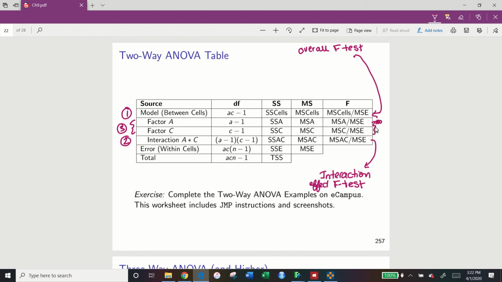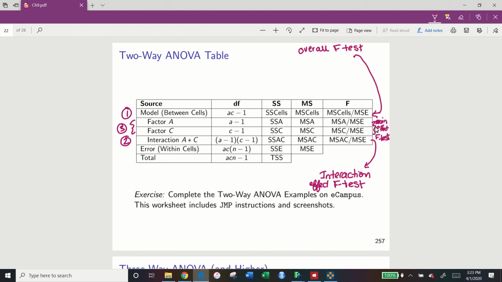So these are the main effect F tests, and we will examine both of those individually. If factor A is significant, we'll go and do the pairwise comparisons. If factor C is significant, we'll look at those pairwise comparisons. If either of those are not significant, we don't examine them.